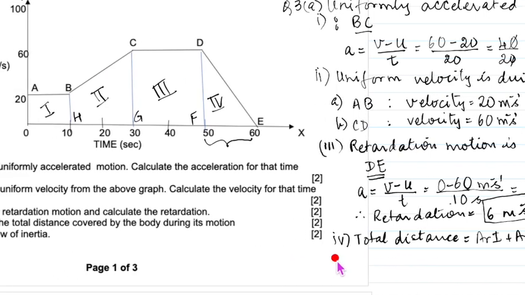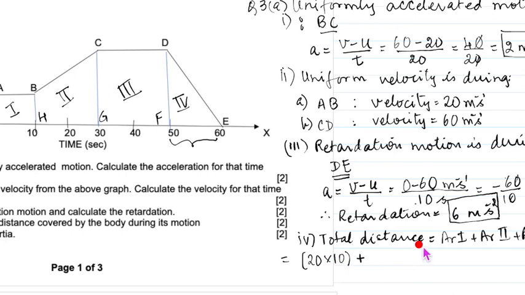Okay, so now let us write it from here. Your area 1 is going to be, this is 20 and this is 10. So it will be 20 multiplied by 10 plus area 2. This is a trapezium. So for the trapezium, it will be half sum of the parallel sides. This and this, they are parallel.